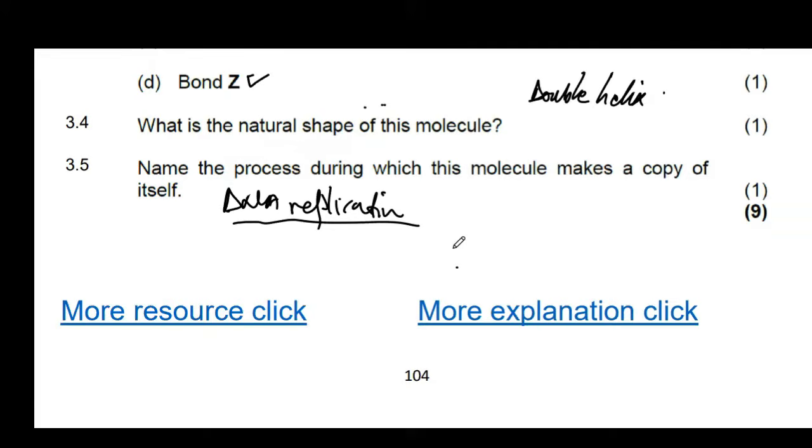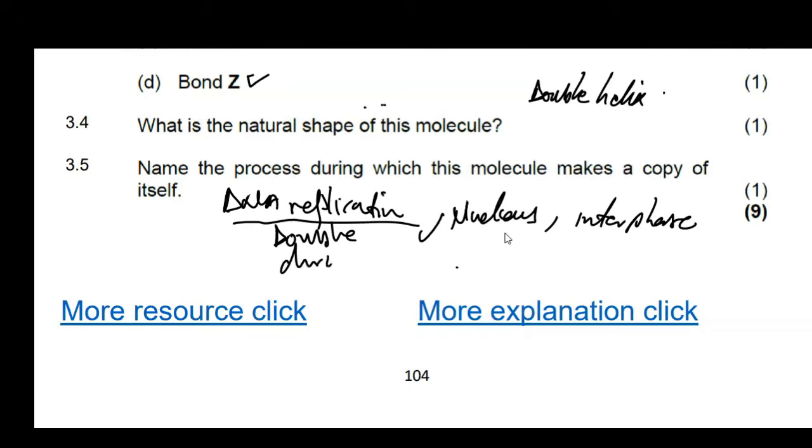Why does it occur? Some questions can come here. Why does DNA replication occur? It occurs to double the chromosome number. Where does it occur? When you talk about where does it occur, then you talk about the nucleus. And then when does it occur? It occurs during interphase. And then why does it occur? We say to double the chromosome number.